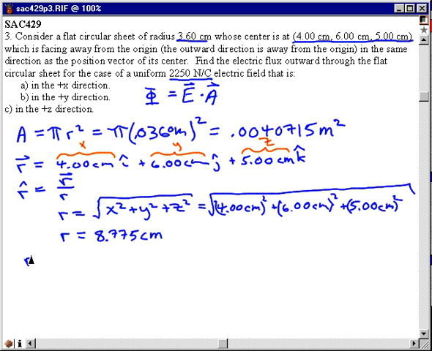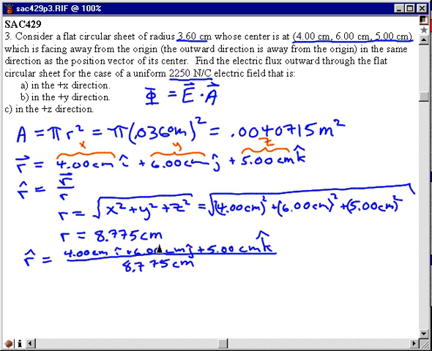And now we're in a position to get R hat. It's equal to R itself, 4.00 centimeters times I plus 6.00 centimeters times J plus 5.00 centimeters times K, all divided by the magnitude of R, which we just found to be 8.775 centimeters. You divide a vector by a scalar by dividing that scalar into each one of the components. Note the centimeters will cancel out in every case, so the unit vector has no units, as it should.